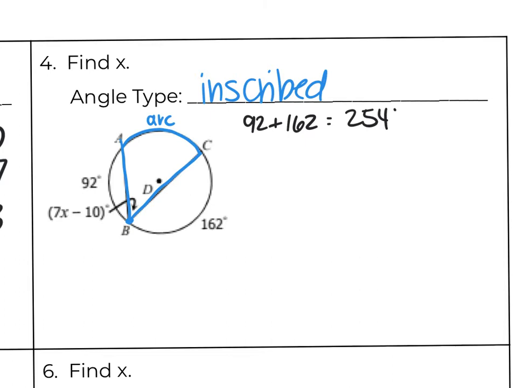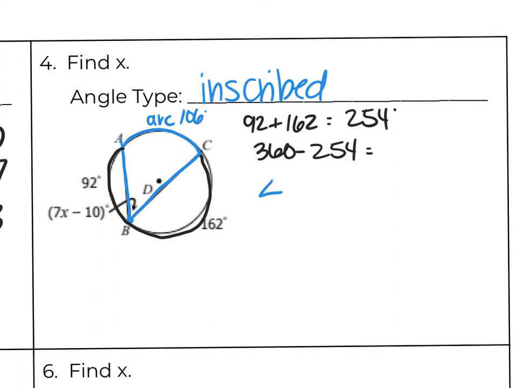Then what do I do with that? So 254 is this arc and this one. Subtract from 360. Which is what? 106. Okay. So that is telling me the arc here. I had to do that first. Now I can use the formula.